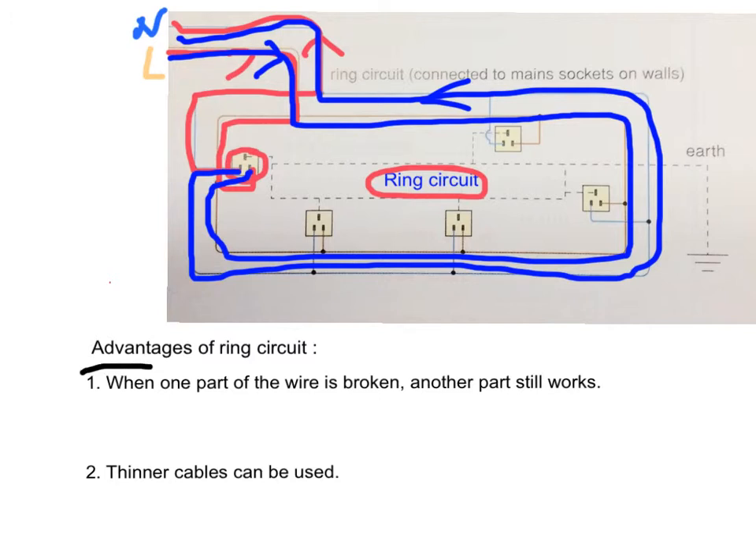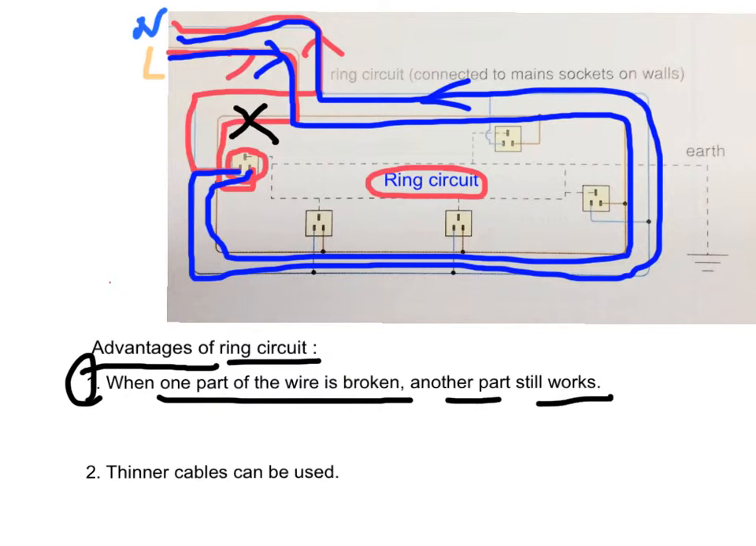The advantages of using ring circuits are that, first, when one part of the wire is broken, for example, this part is broken, another part still works. This part still works. Another advantage is that thinner cables can be used.